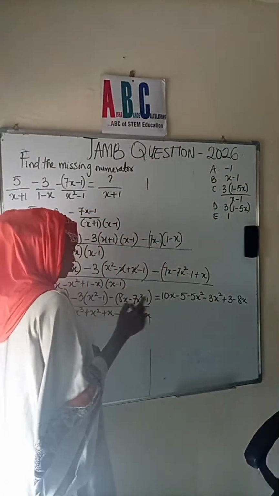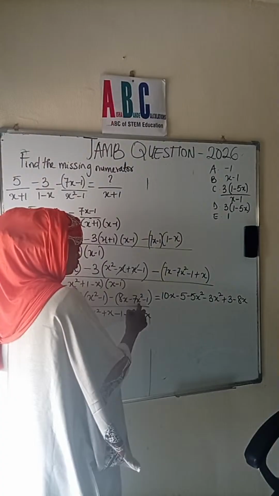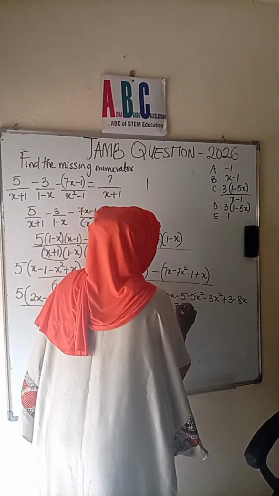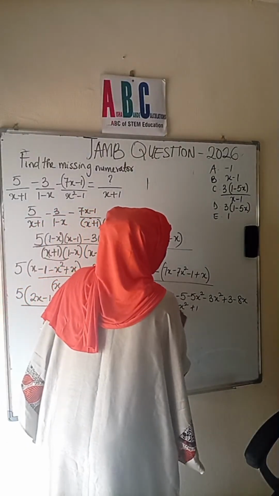So guys, be careful. This negative will affect all the values in the bracket. Minus times minus is plus. So plus 7x squared. Minus times minus is plus 1 all over.